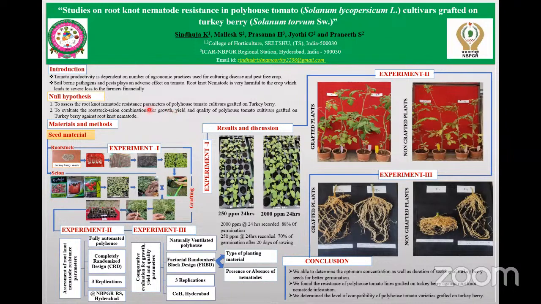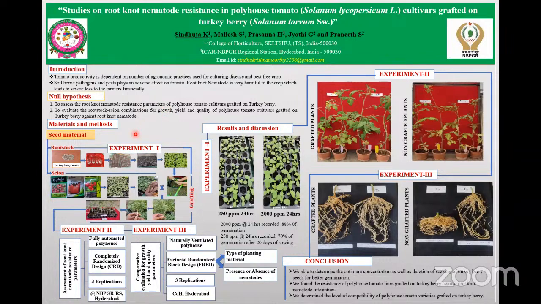So with this background, we formulated the null hypothesis to assess the root knot nematode resistance of polyhouse tomato cultivars grafted on turkey berry, and to evaluate the grafted combination for growth, yield, and quality of polyhouse tomato cultivars grafted on turkey berry against root knot nematode.